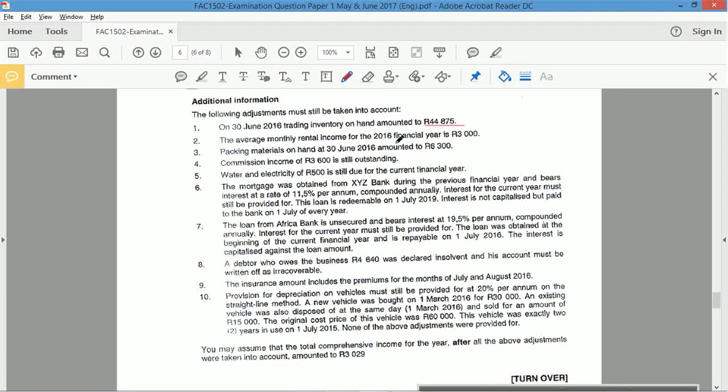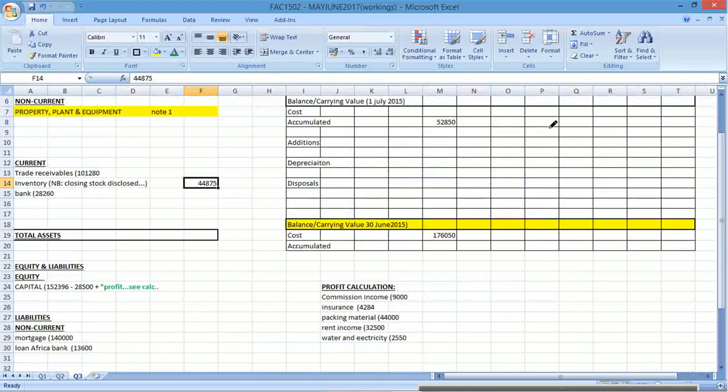Average monthly rental income for 2016 is 3,000. Right, so how many months in a year? 12 months. So 12 times 3 is 36. So there should be 36,000 here. Where's my rent income? I've only got... it's just the bug. It's a massive bug.